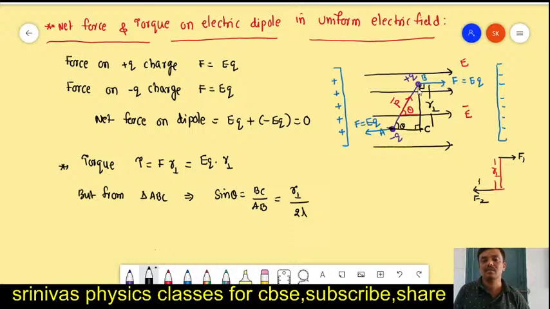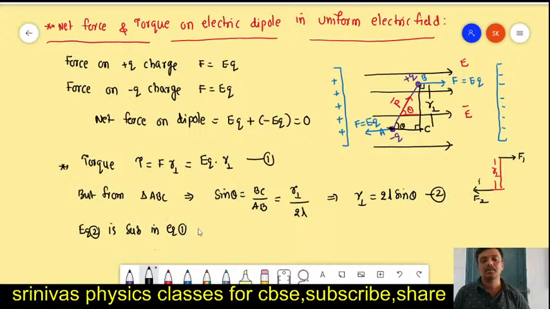AB is the dipole length, from minus Q to plus Q distance. Then R perpendicular is 2L sin theta. This we substitute in the above equation. This is equation 1, this is equation 2. So equation 2 is substituted in equation 1.